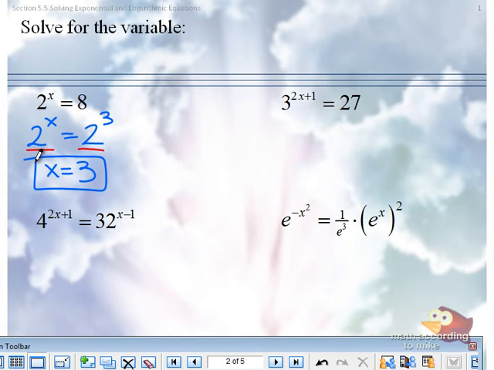So the next one, 3 raised to the 2x plus 1 equals 27. Can I write 27 as a base of 3? 3 to what power? 3 to the third. So we'll have 3 to the 2x plus 1 equals 3 cubed. So you have the bases to be the same. So what is my next line? 2x plus 1 equals 3.